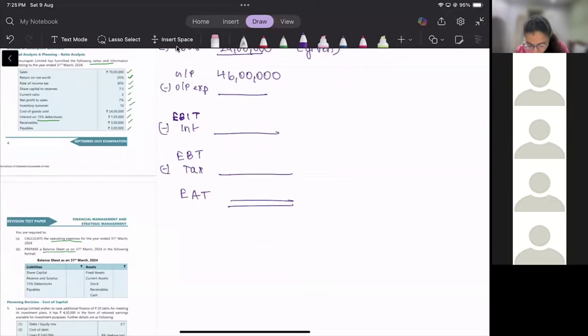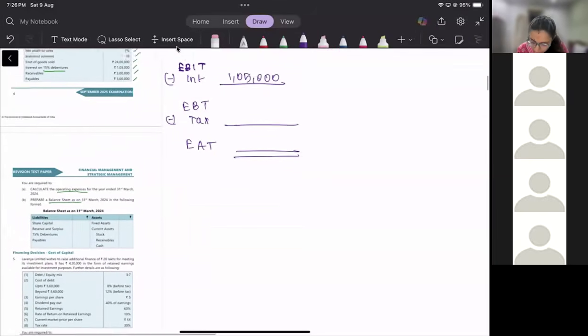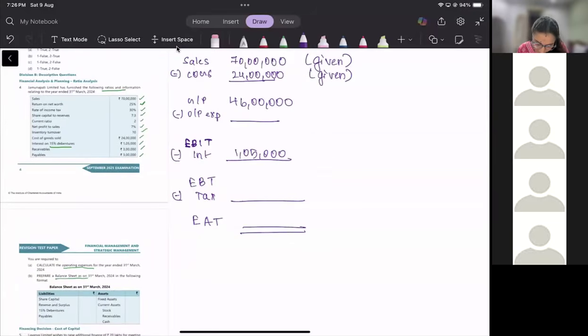Then coming to EBIT, if you have to find EBIT, we need operating expense. So that is not possible. So coming to the next thing, interest. Is it given in the question? Yes, 1 lakh 5,000. Without EBIT, we can't find EBT. So let it be there. Tax, that also we can't find. And then tell me, do we have an option to find earnings after tax? Yes, they have given us the net profit to sales.